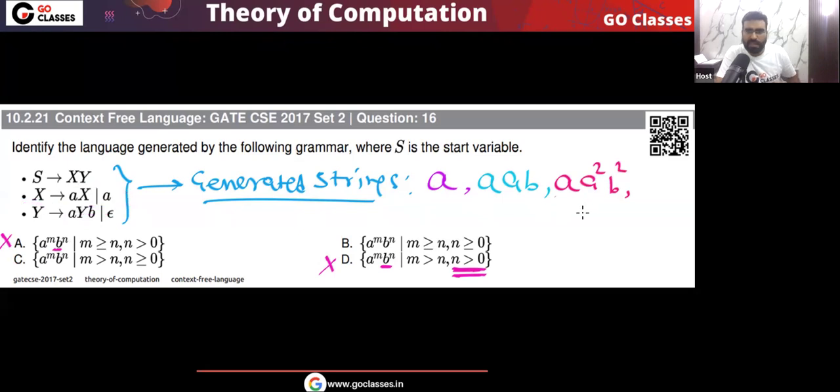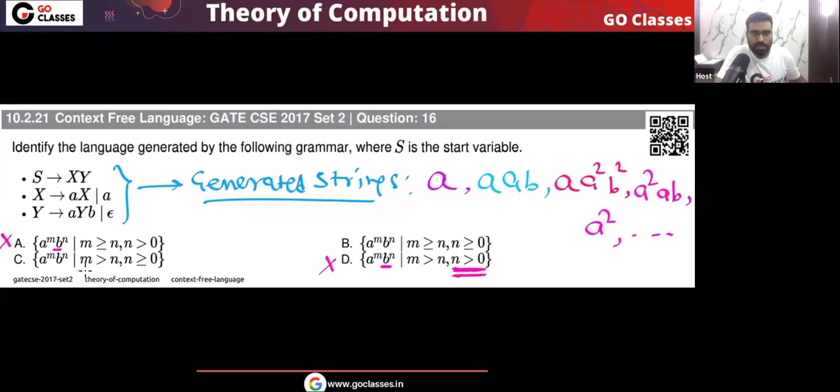Remember, from X I can generate A square also. And then from there I can generate AB also. I can also generate A square. From X I can generate A square, and from here I can generate epsilon. So basically these strings are generated. Now you can easily see which option is gone now. Tell me.